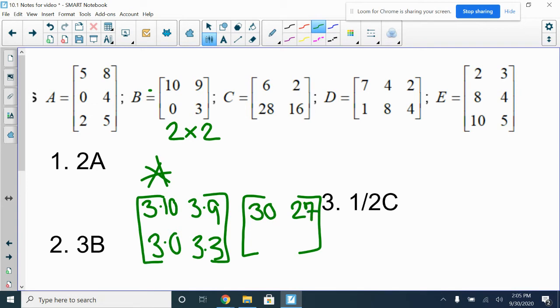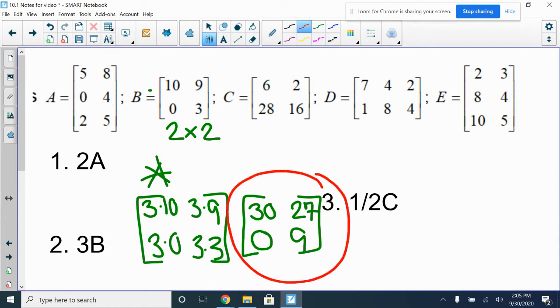We are going to say 3 times 0 is 0, and we're going to leave that in our second row, first column. And we're going to say 3 times 3 is 9, and we are going to leave that where the original 3 was in that second row, second column. So this right here is our answer matrix. And if we look, we started with a 2 by 2, and we ended with a 1, 2 by 1, 2. We ended with that 2 by 2.